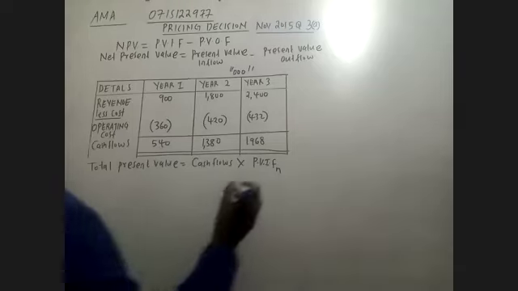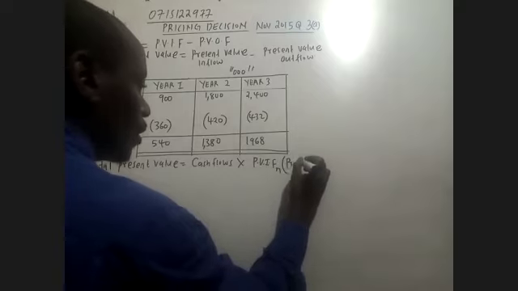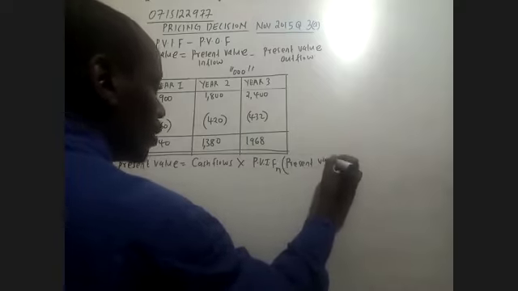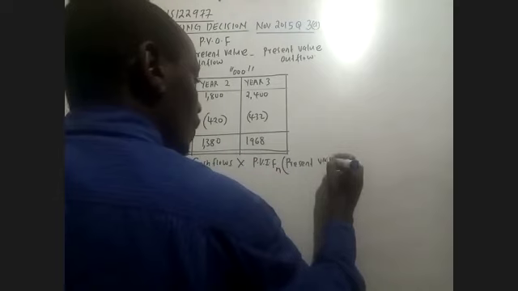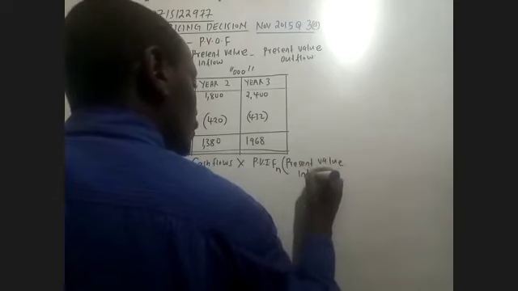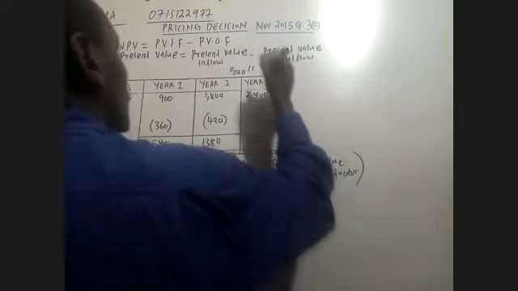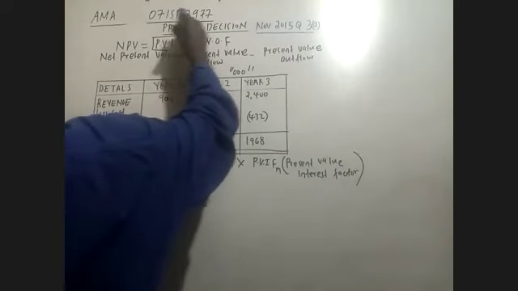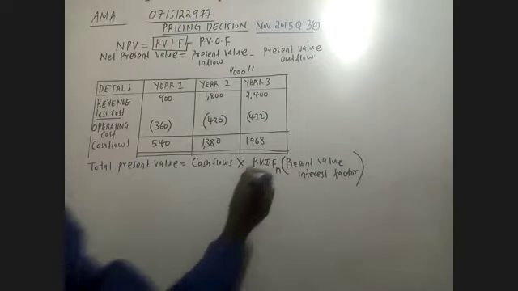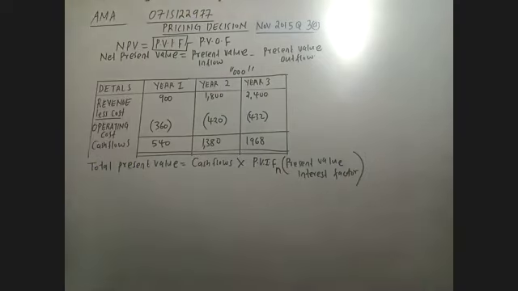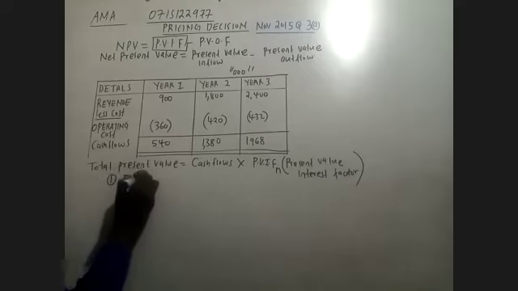Now, target cost is market price minus desired profit. Let's find the target cost. Now, the market price from the question, if you go back to our question, at the start wanasema the market price is 420. The market price is 420.